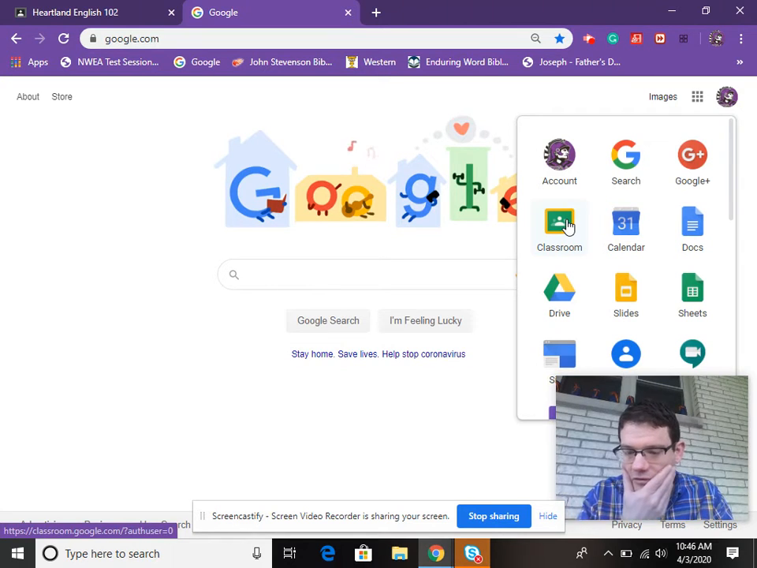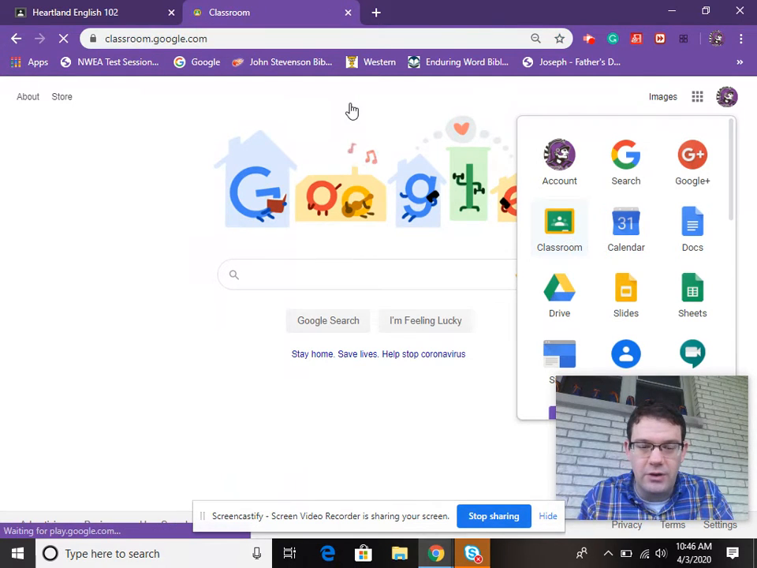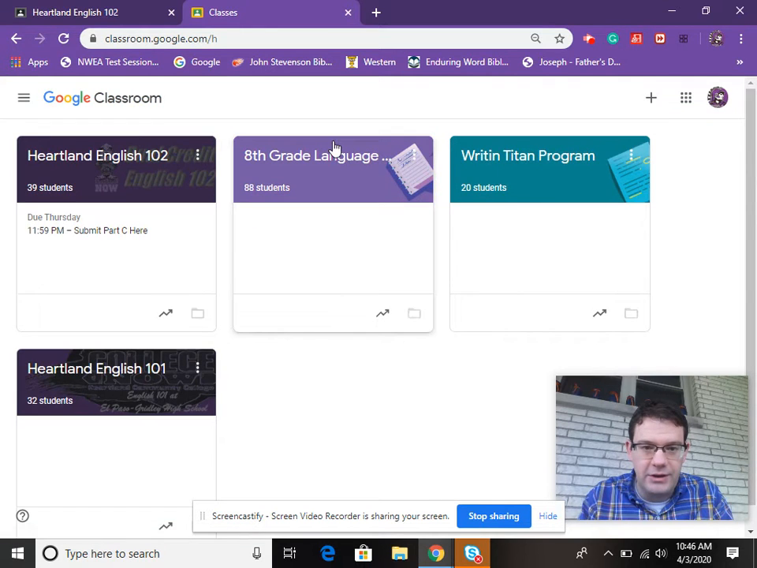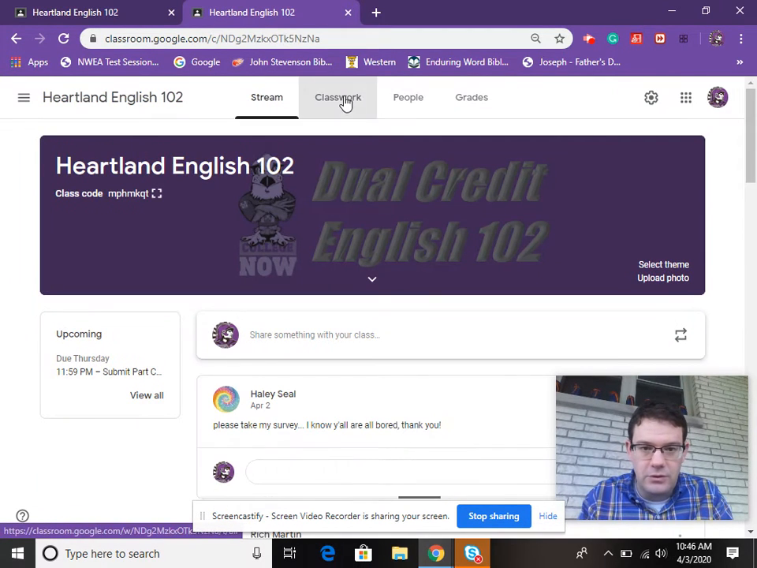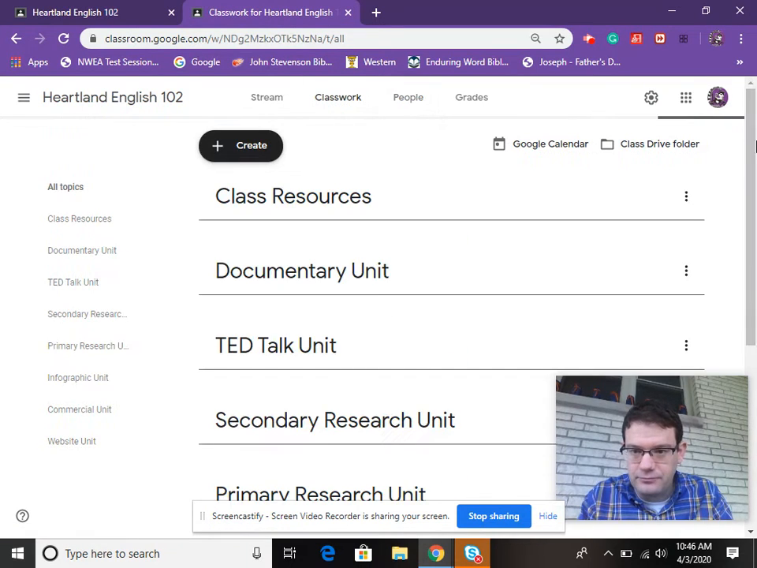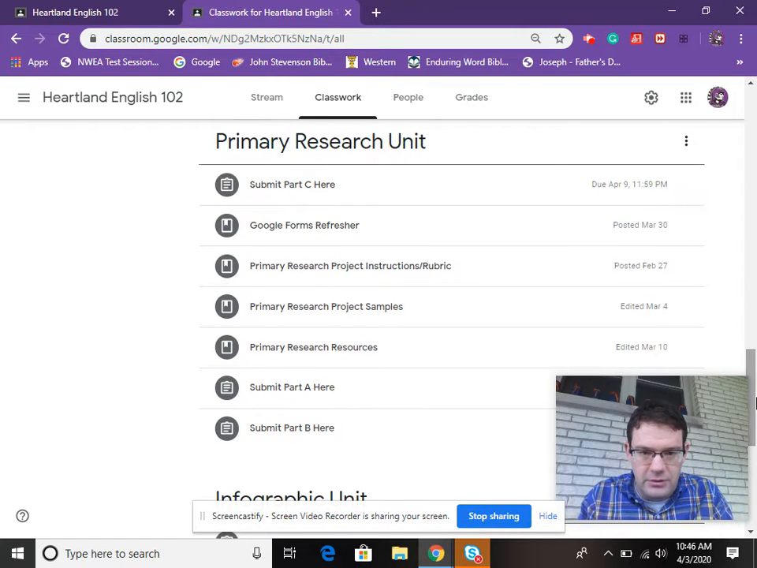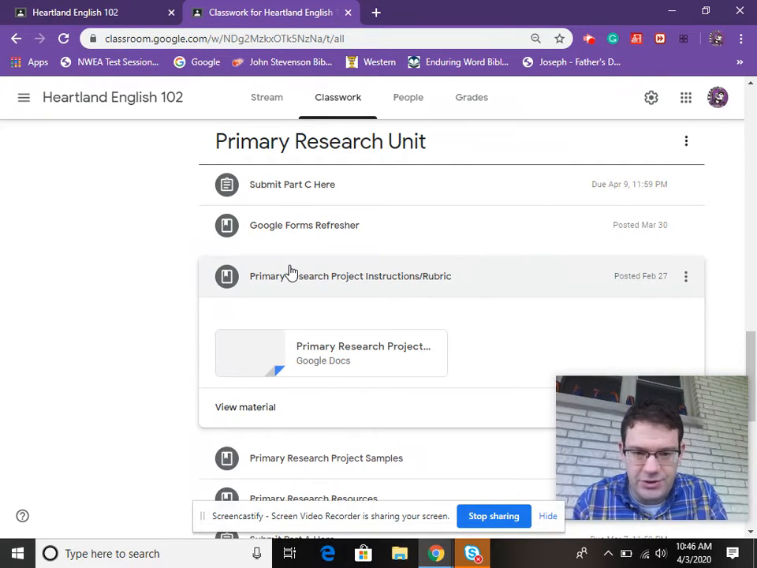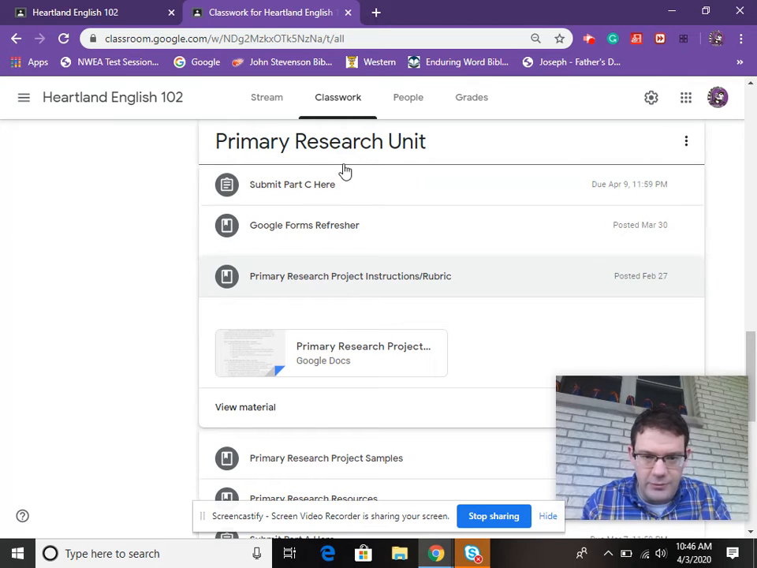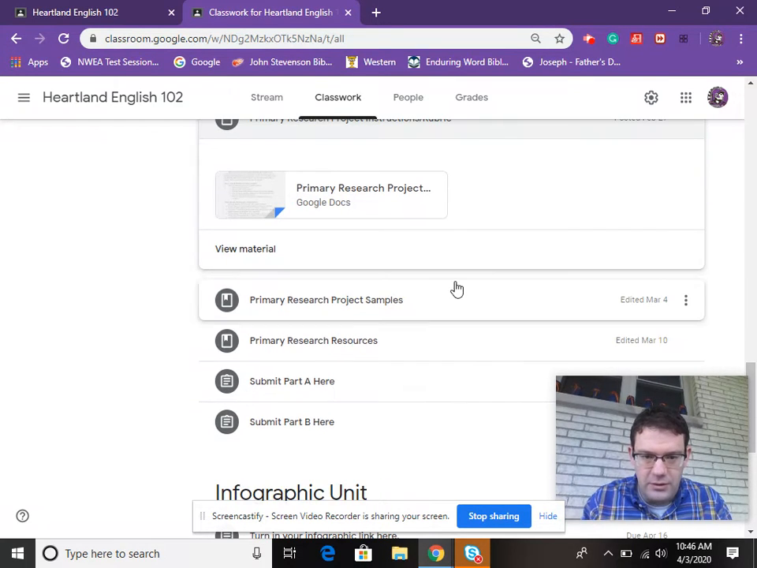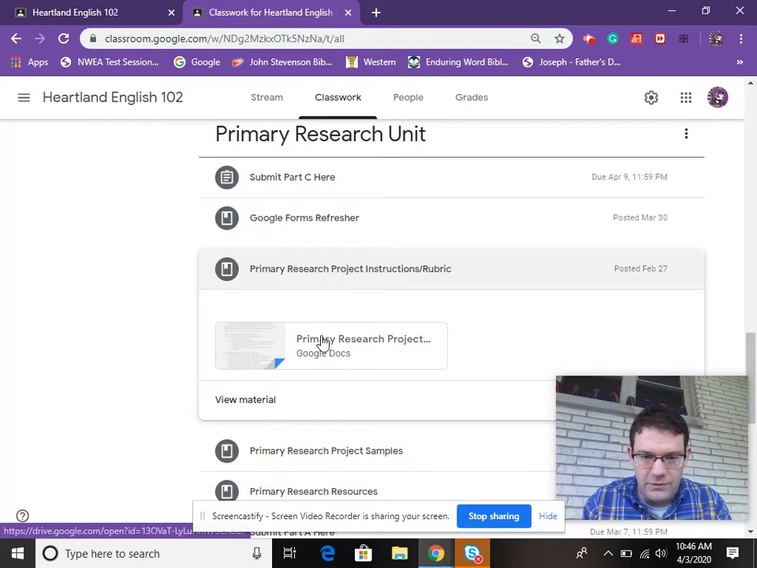I went over this before we even got out here for our coronation, but it's been a long time, so it might be helpful just to look at it again. Under classwork, we scroll on down to the primary research section. There's a link here that says primary research project instructions / rubric. There's also a Google Forms refresher if you're working on a survey, and some sample projects that you can look at. Let's take a look at this.